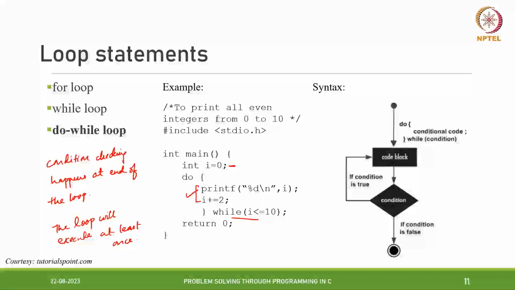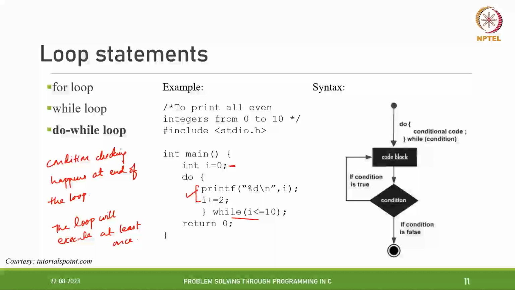So that is the difference of do while loop. It will execute at least once, and the condition checking happens at the end of the loop. That is why the loop will at least execute once. So in the example that I have given, it will execute more than once.